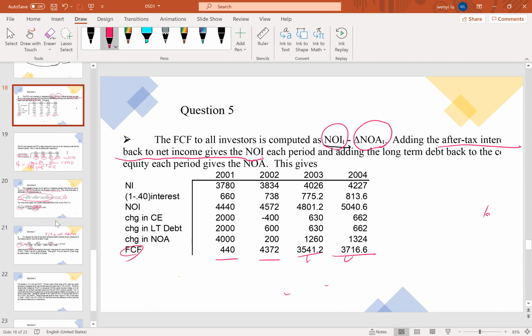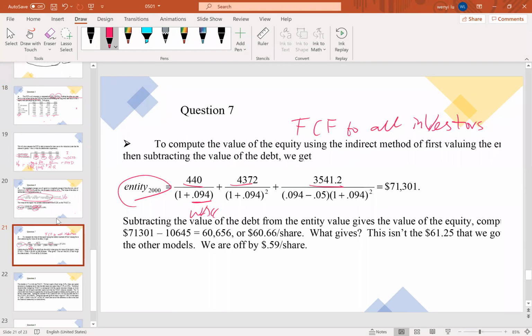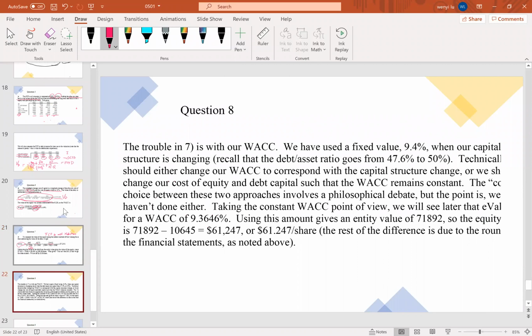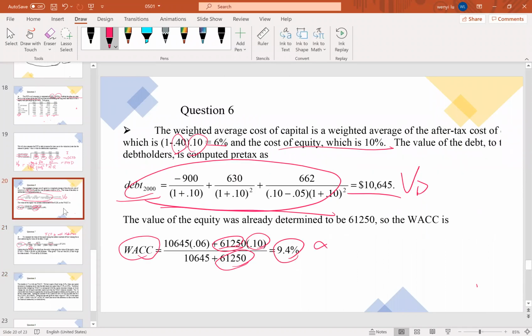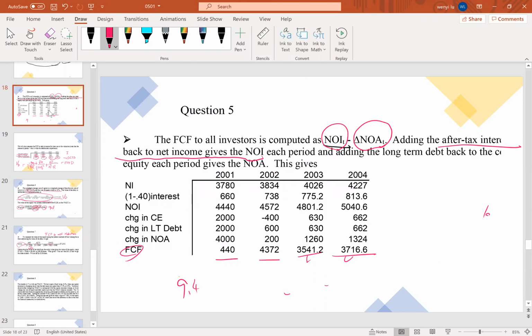And our discount rate for this cash flow is what? It is already solved: 9.4%. So we will use 9.4% to discount this free cash flow to the investors, to solve the value for the whole firm, or the value for the whole entity.